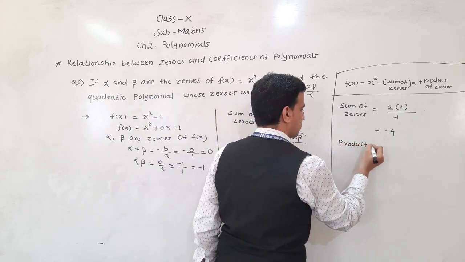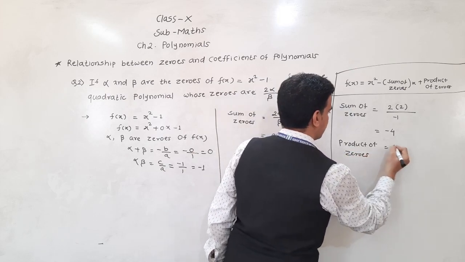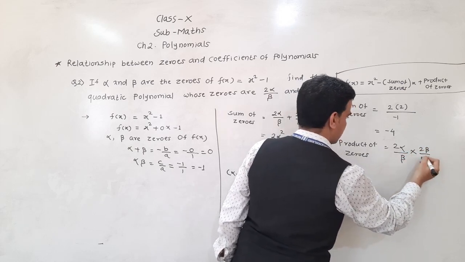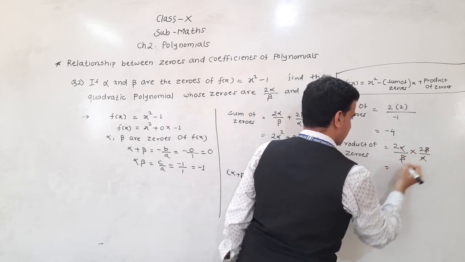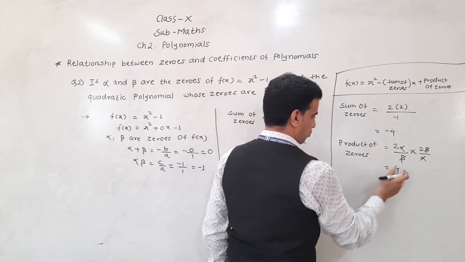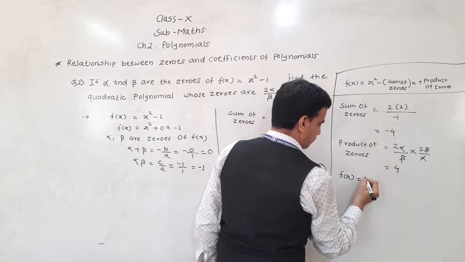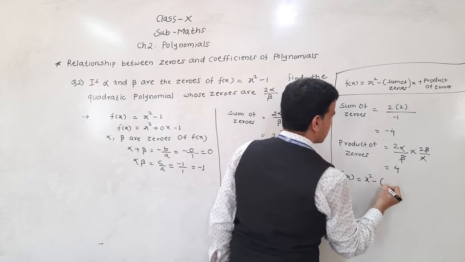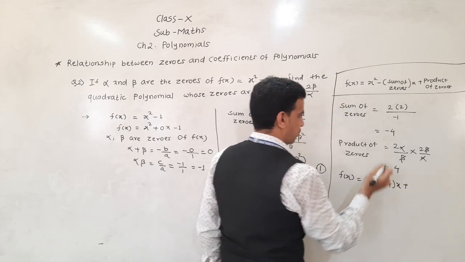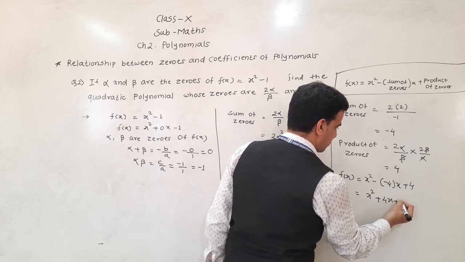So the product of zeros is equal to 2 alpha by beta into 2 beta by alpha. So here alpha cancels, beta cancels. 2 2s are 4. So we have the sum of zeros as minus 4 and the product of zeros as 4. So the quadratic polynomial, by using this, f of x is equal to x square minus sum of zeros, which is minus 4, into x plus product of zeros, which is 4. So the quadratic polynomial is x square plus 4x plus 4.